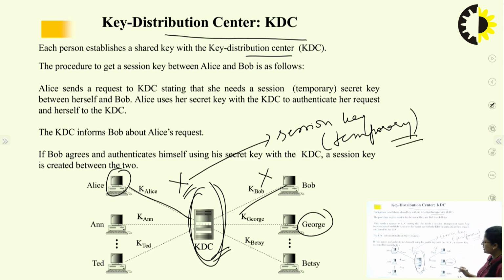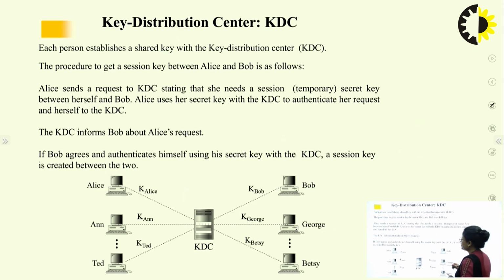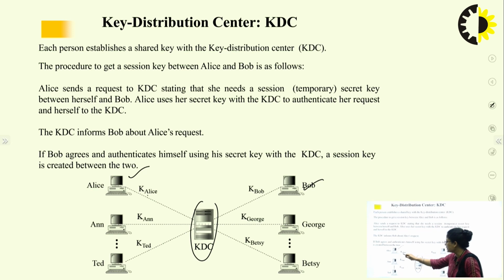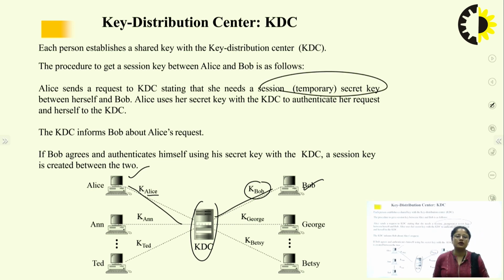The main role of the KDC is to ensure that when Alice wants to communicate with Bob, Alice shares a key which is already fixed between the KDC and Alice, let us say K Alice, and the KDC shares a key with Bob, let us say K Bob. The role of the KDC is to give a common session key which will be used for symmetric encryption and decryption between Alice and Bob, and this session key is temporary. This is how things proceed when we are talking about key management.